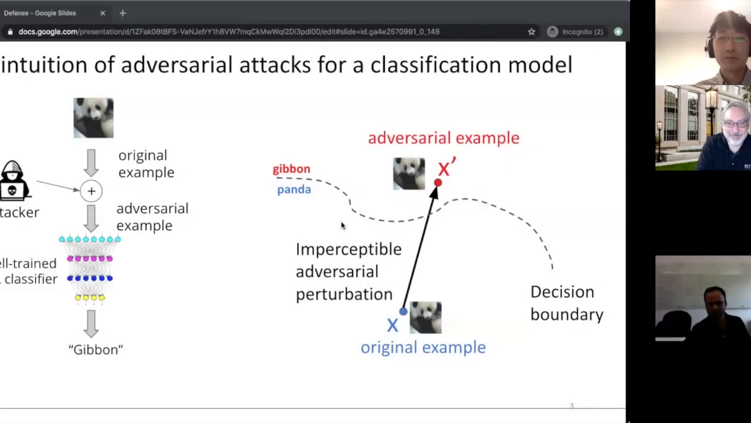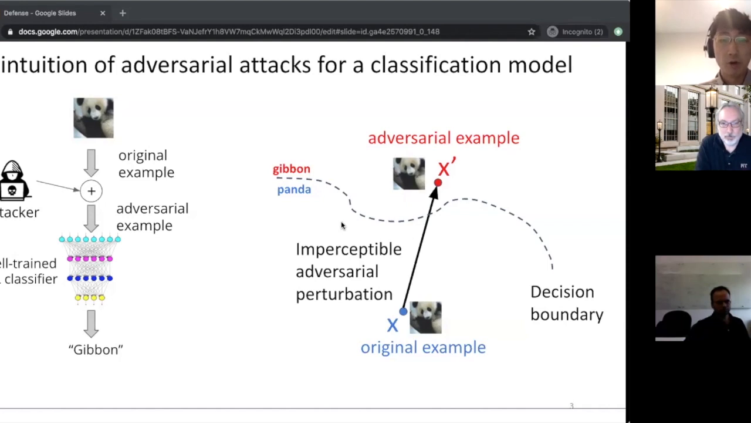Here I have a figure giving some intuition in a binary classification model. As we can see here, it's panda versus gibbon. The dashed line here is the decision boundary of this model. We classify an image to be either a panda or a gibbon.